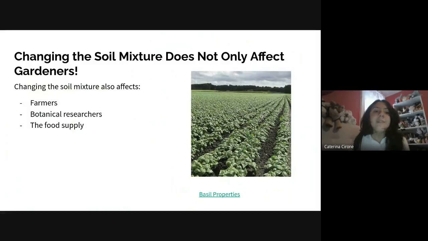Now, how does this affect gardeners? Well, it doesn't only affect gardeners. May I correct myself? It also affects farmers, botanical researchers, and the general food supply. As if we find a way to grow plants faster and better, for lack of better words, we will be able to increase the food supply, specifically in basil, and it will aid our rapidly growing population and allow humanity to survive.